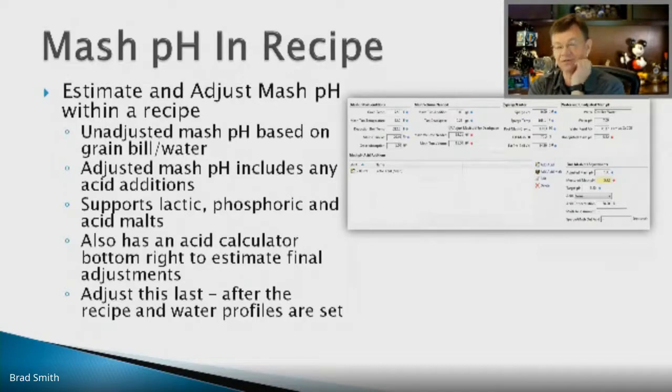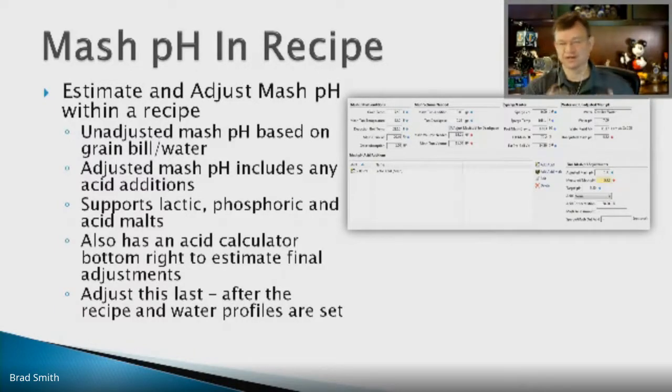Basically, based on your grain profiles and your water profile, the program will estimate the mash pH that's unadjusted for the grist, for the mash, if you will. And then it'll also give you the option to add acid additions. You could add lactic acid or acid malt, which we talked about last time, as an ingredient in your recipe, and it'll give you the unadjusted and the adjusted mash pH based on that addition. It supports lactic, phosphoric, and acid malts. And it has a little acid calculator in the bottom right, so you can make final adjustments too.